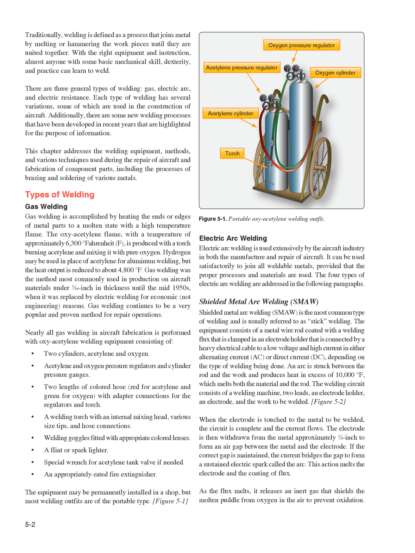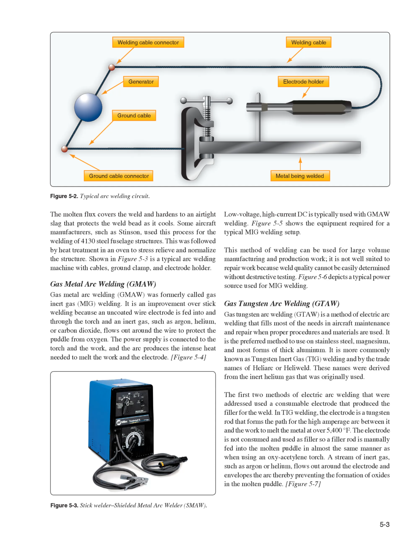As the flux melts, it releases an inert gas that shields the molten puddle from oxygen in the air to prevent oxidation. The molten flux covers the weld and hardens to an airtight slag that protects the weld bead as it cools. Some aircraft manufacturers, such as Stinson, use this process for the welding of 4130 steel fuselage structures. This was followed by heat treatment in an oven to stress relieve and normalize the structure.